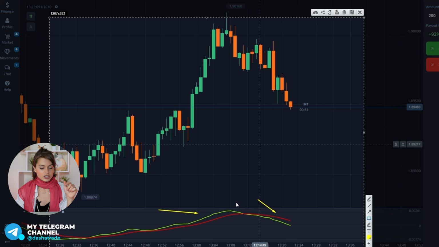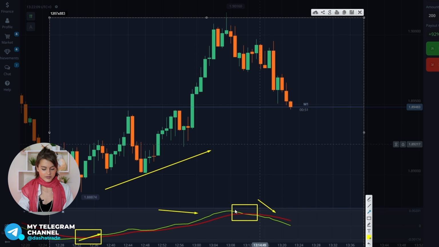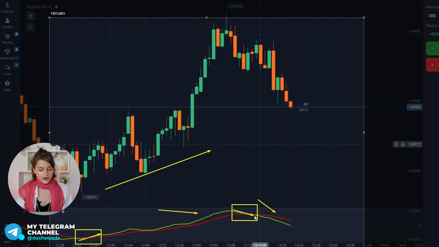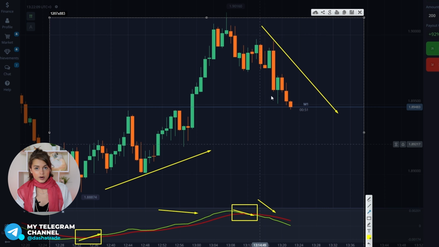Our task is to pay attention to the intersections between these lines, as intersections tell us about a change in trend. If we see an intersection where the green line crosses the red one from bottom to top, like in this moment, it tells us about upward movement, and the trend changes from downward to upward. If the green line crosses the red one from top to bottom, it tells us about downward movement, and accordingly the trend changes from upward to downward. Our task is to open a deal as quickly as possible after the intersection, but when opening a position, we will also use confirmation factors. Now let's move on to practice.